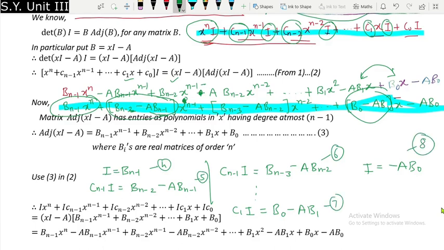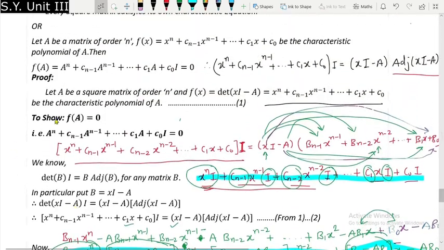Now see what is the point. See what we actually have to prove. We have to prove that f of a is equal to 0. F of a is equal to 0 means a raised to n plus cn minus 1 a raised to n minus 1 plus and so on, c1a plus c naught I is equal to 0.